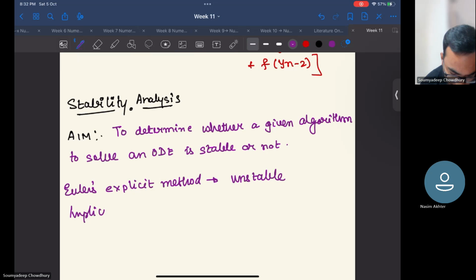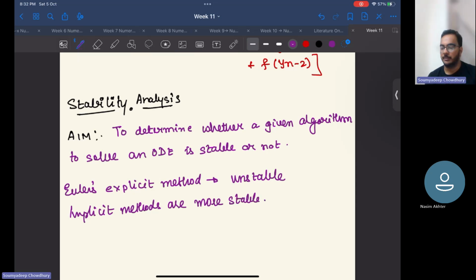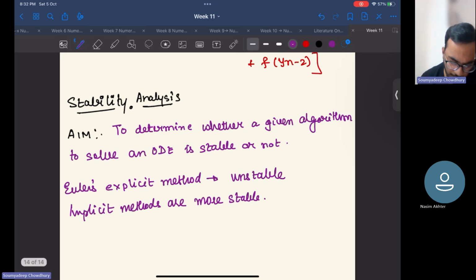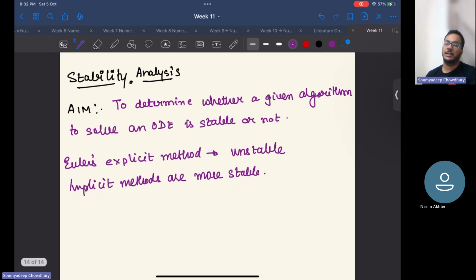The implicit methods, these implicit methods are more stable. So now, what do we mean by stability and instability? In what way can our solution become unstable?